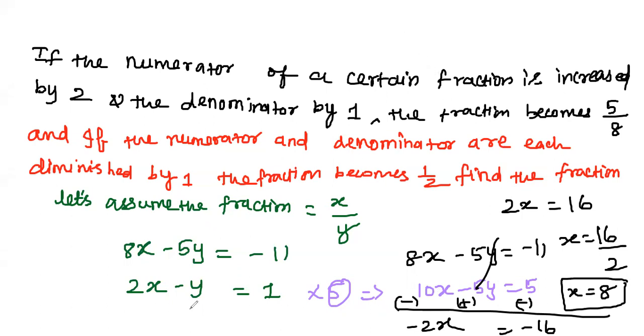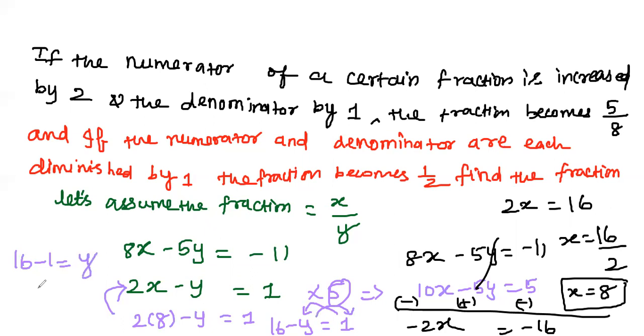Substitute in one of the equations. So let me substitute in equation 2. What happens? 2 into 8 minus y is equal to 1. So it's 16 minus y equal to 1. Let me keep the numbers on one side and the variables on the other side. Let me take this 1 here and y here. So what happened? The positive 1 becomes minus 1. The negative y becomes plus y. So you will have 15 for the variable y. Can you follow this? Yes, please note it down.